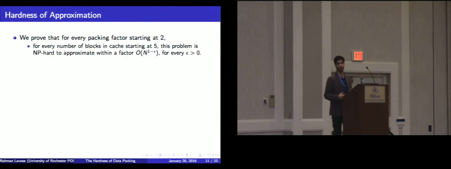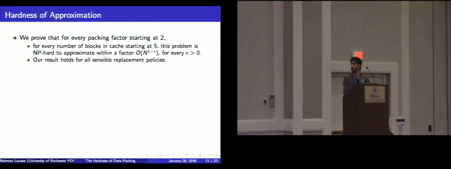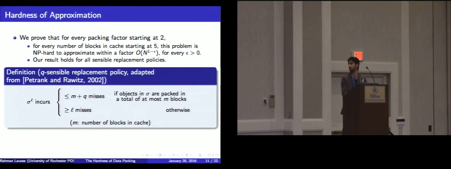Now, our result basically extends PageRank's result to our problem. So we prove that for every number of blocks in the cache starting at 5 and every packing factor starting at 2, this problem is NP-hard to approximate, even within such an approximation factor. And regarding replacement policies, our result holds for all sensible replacement policies. Sensible replacement policies are defined by PageRank and Rabbits.